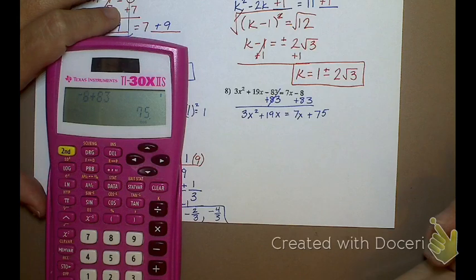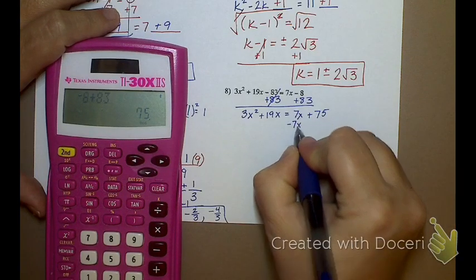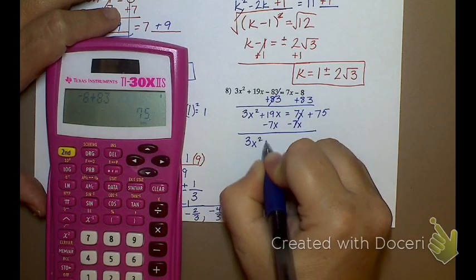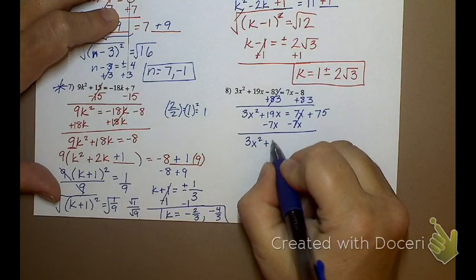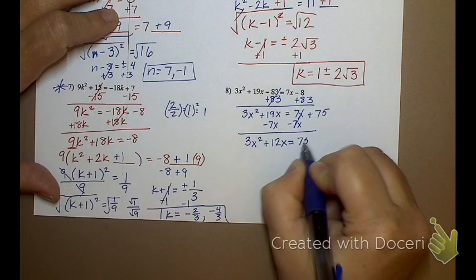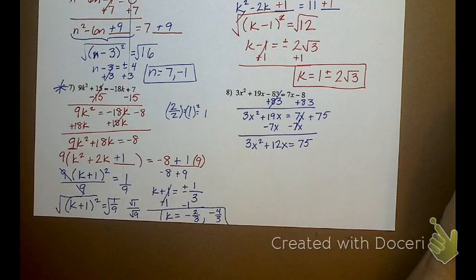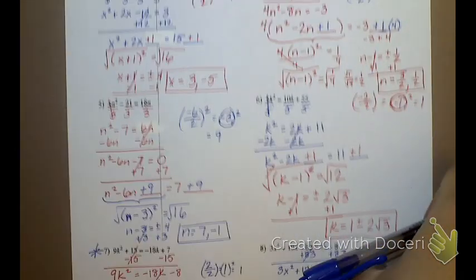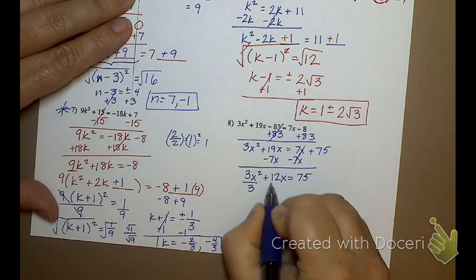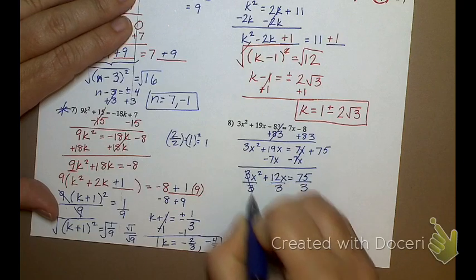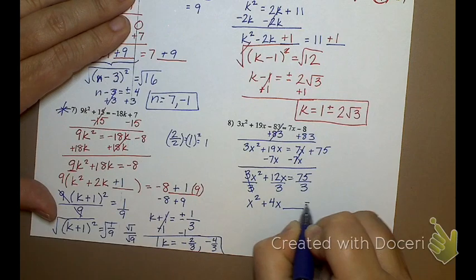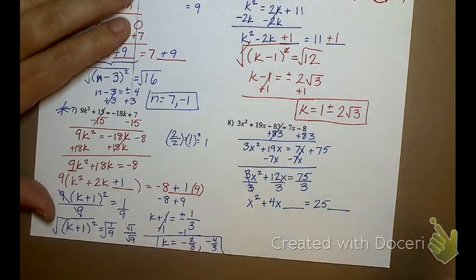Now what? What do I need to do next? Subtract the 7x? Yeah. So I have 3x squared plus, what's 19 minus 7? 12x equals 75. And you know what I think I can do? I think I can divide everything by 3, which makes this not like number 7, but more like number 1, 3, 5, and 6. Right? I can divide everything by 3 because this guy divides by 3 nicely. That leaves me with x squared plus 4x blank equals 25 blank.